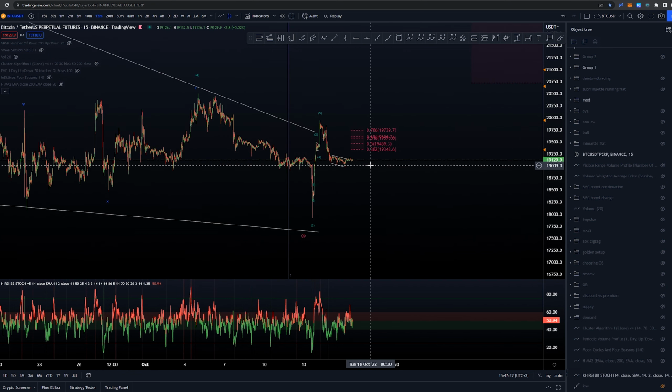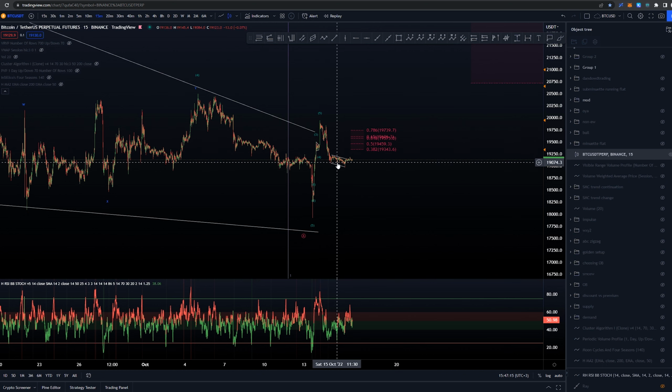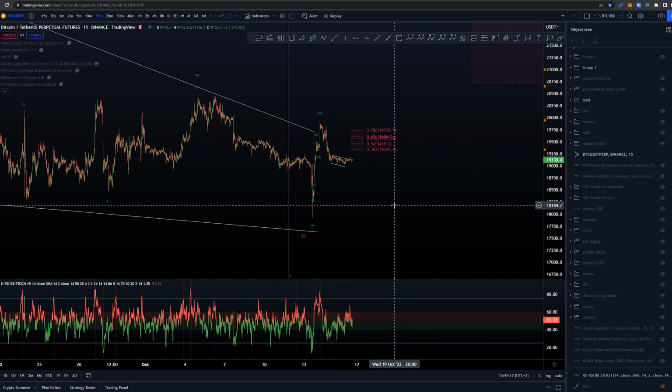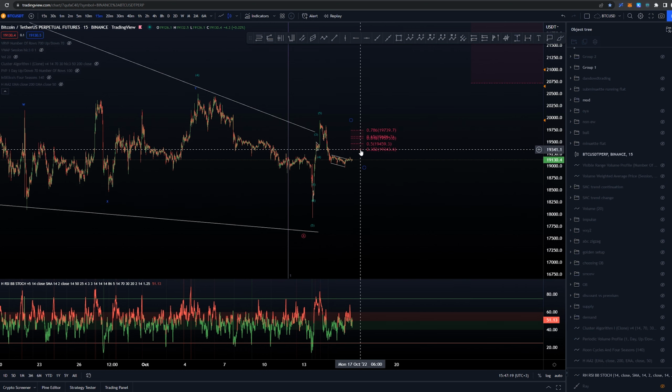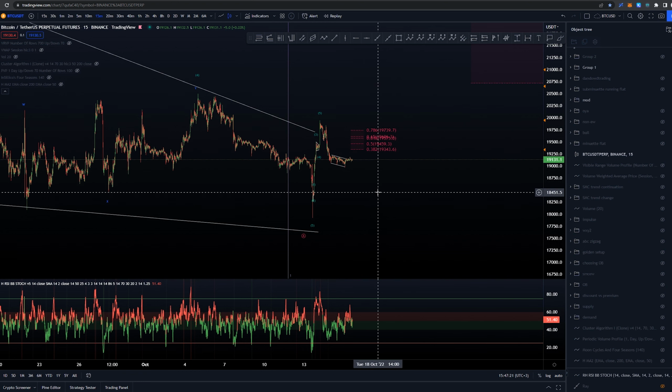Not really much going on here price-wise. Slow weekend for sure, at least on Bitcoin charts. And yeah, then looking for another low to be made before continuation to the higher. But that is pretty much all I want to share today.